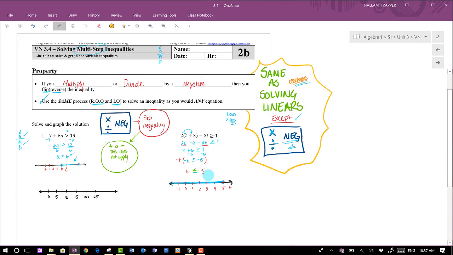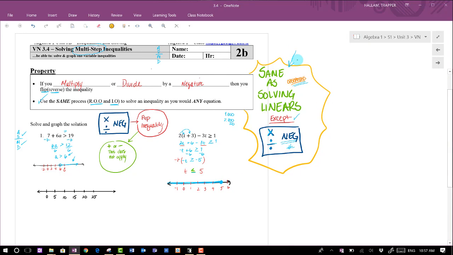So, quick review. Same operations as working with our equalities or our linear functions. The only difference is if there's a negative multiplied or divided in that process.